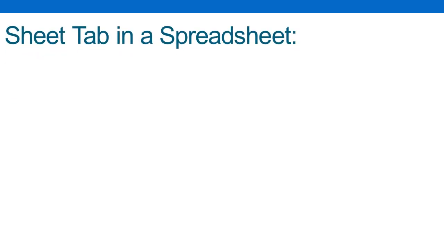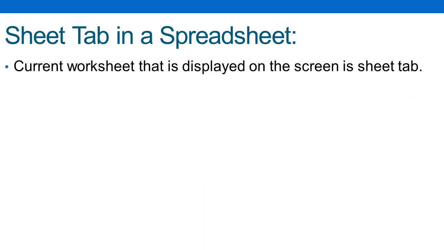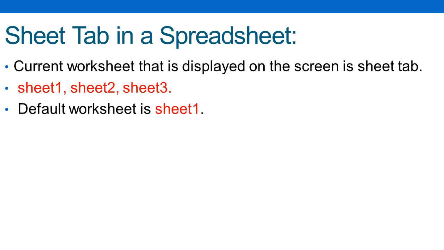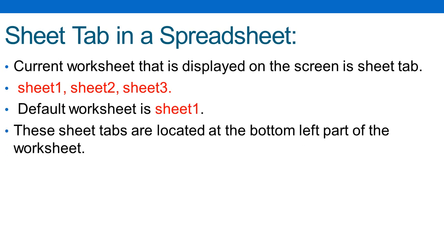Next is about sheet tab in a worksheet. In MS Excel, the current worksheet that is displayed on the screen is called the sheet tab. By default, the system displays three sheets, that is Sheet 1, Sheet 2 and Sheet 3, where Sheet 1 works as the default worksheet. These sheet tabs are located at the bottom left part of the worksheet.